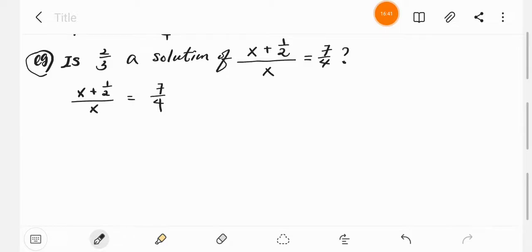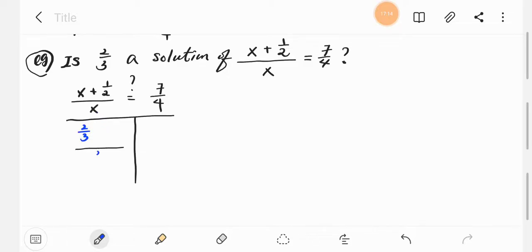Okay, now let's check if 2/3 is a solution of this equation. So when we check, we have to replace the variable x with the given number 2/3. All right, so let me check. So let's check whether this is true, right? So what we're gonna do is, okay, this is a fraction. So replace this x with what? Replace the x with the value 2/3.